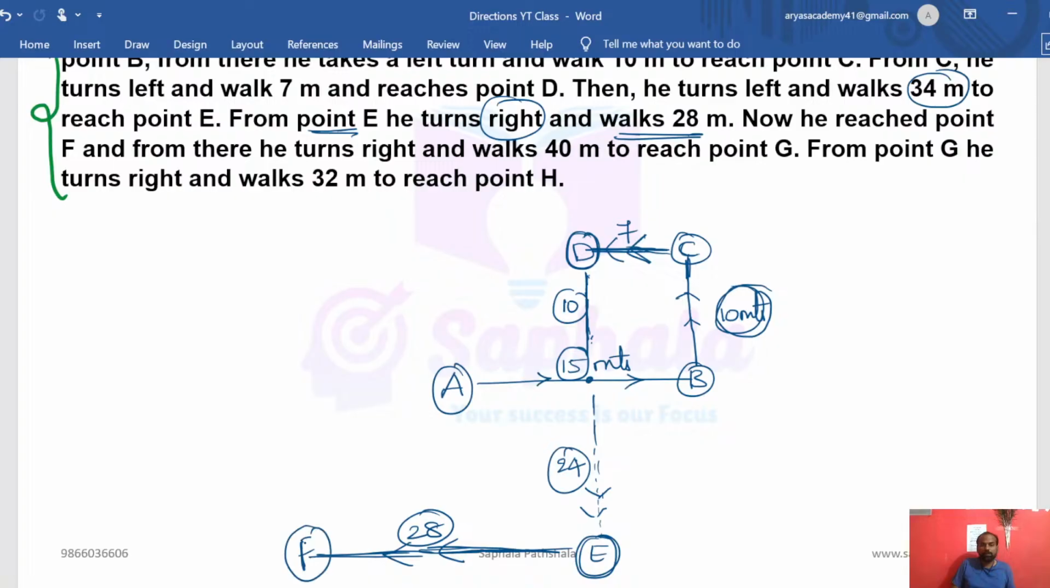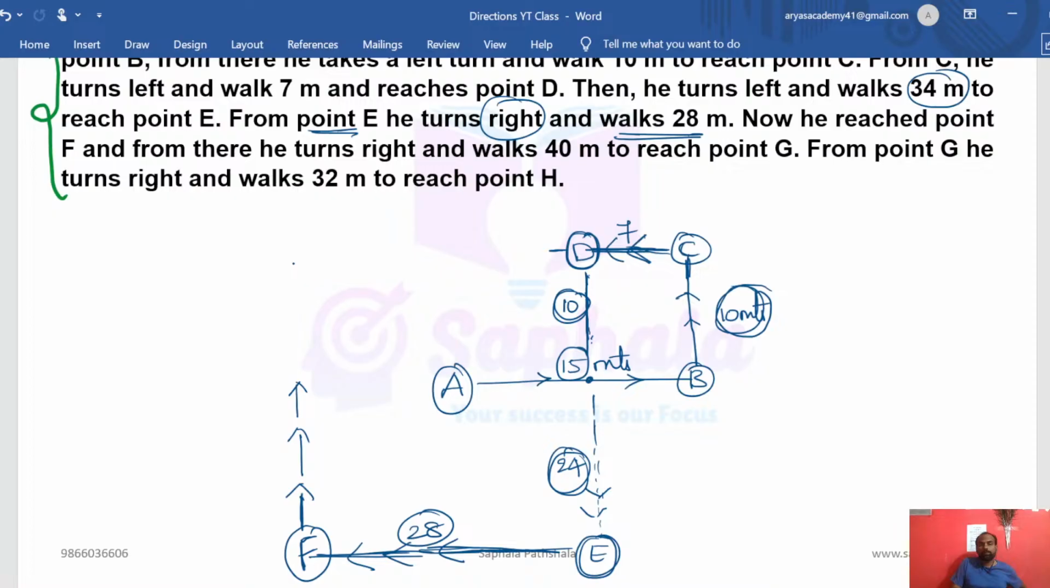Fine. From point F he turns right. See, he is going this way. If he turns right, he has to move upwards, means towards north. He turns right and walks for 40. If you clearly observe, you already know that this is 10 and total distance between D and E is 34. But this time he is traveling towards north and he is going 40. Till this point, if you draw a straight line here, it becomes 34, but I have to go 40, means I have to go beyond.